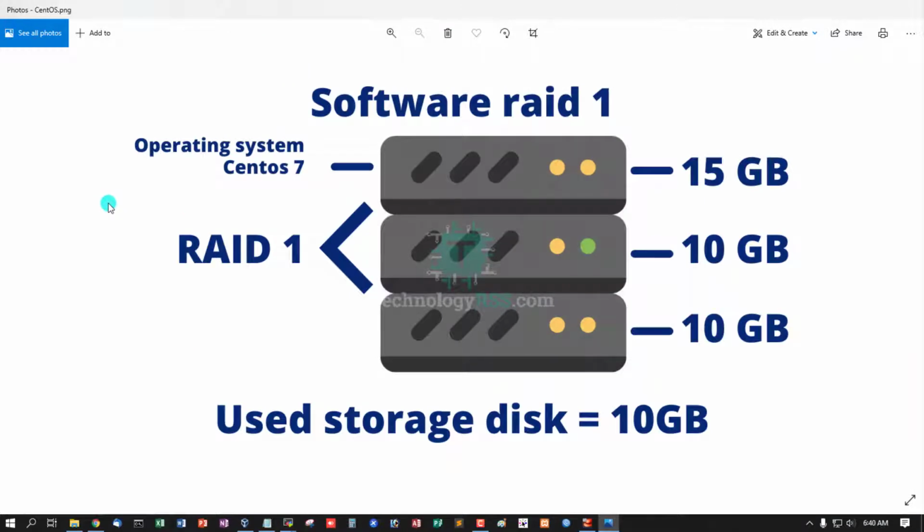This is my RAID graph. This is software RAID 1, 10 GB. This is the operating system CentOS 7 installed, and additional 10 GB and 10 GB. This is RAID, and then the usable storage disk is 10 GB.